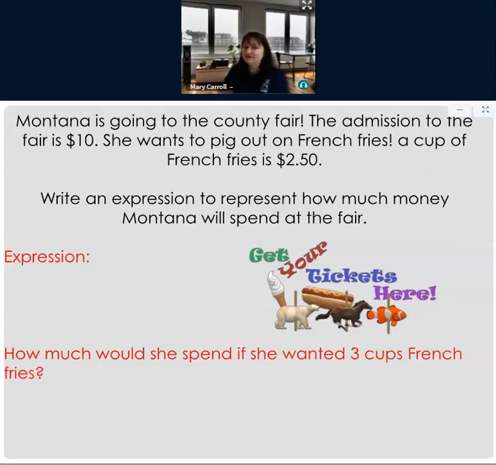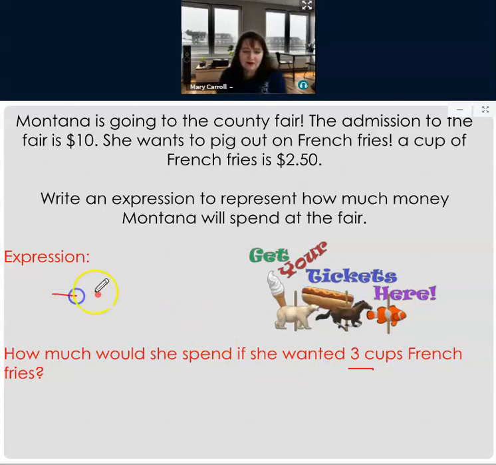Alrighty, let's try another one. Hey, Montana's still going to the fair. She does pay the admission of $10. She pigs out on French fries the next day instead of corn dogs, and a cup of French fries is $2.50. I want you to write the entire expression and solve it if she wants 3 cups of French fries. That's more like pigging out, and how big those cups are. And tell me how much she totally spent. Pause the video.